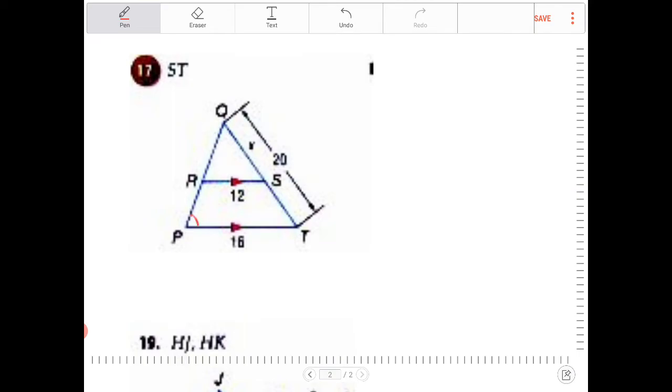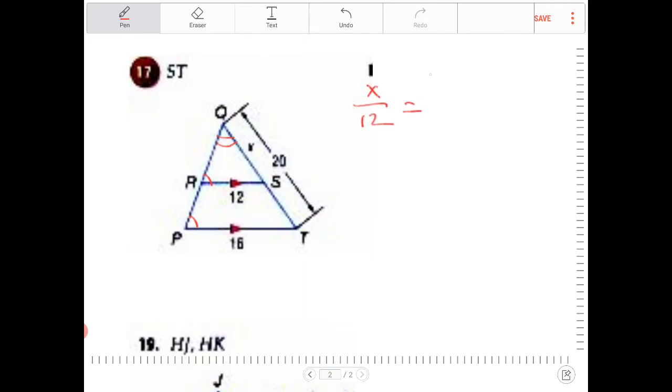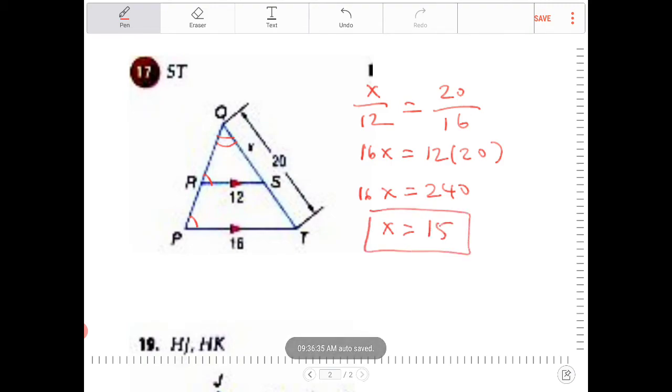Moving on, these are corresponding angles, and this is an angle that's equal to itself. So then I can say x over 12 is to 20 over 16. Cross multiply, I get 16x is equal to 12 times 20. So this is equal to 240. Divide both sides by 16. I end up with 15. And if QS is equal to 15, then ST is equal to 20 minus 15, which is 5.